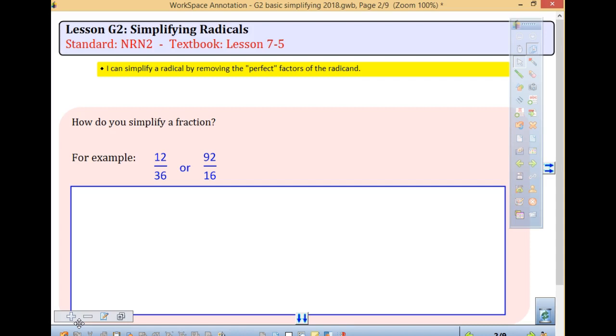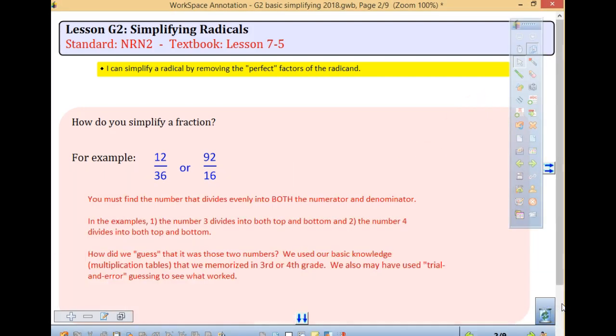How about as you look at that second fraction? 92 and 16. What could you maybe divide by first because you look at the last two numbers? You could start with 2, right? And then if you didn't recognize, you could keep going from there. So I just want you to take a look at this. So this is kind of leading us into simplifying our radicals.